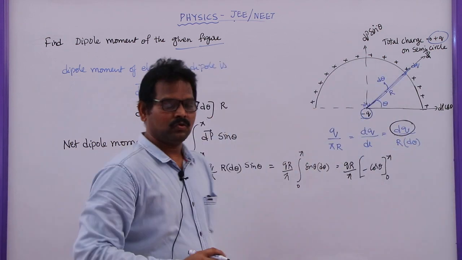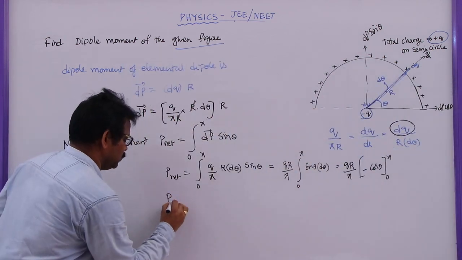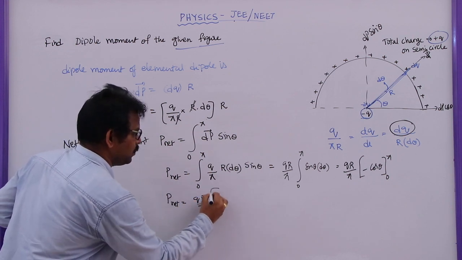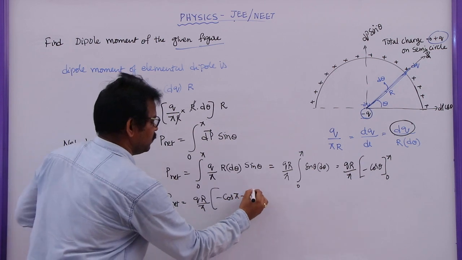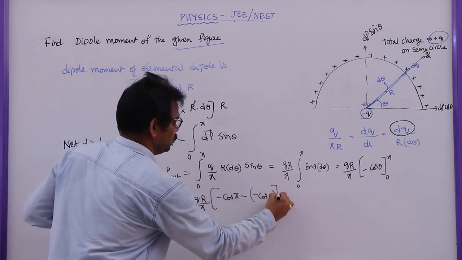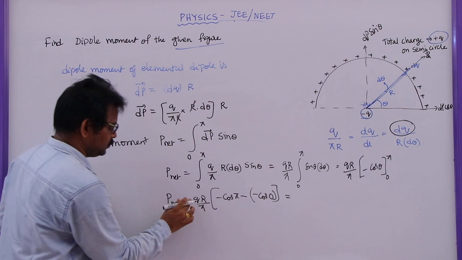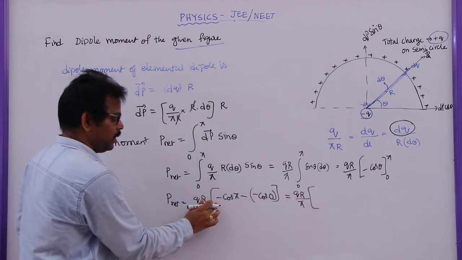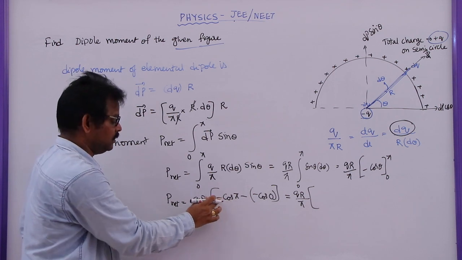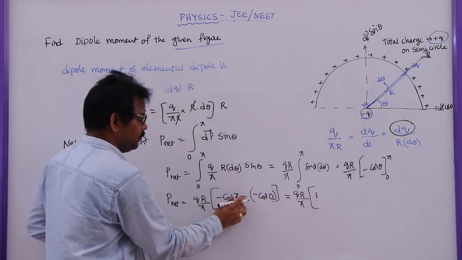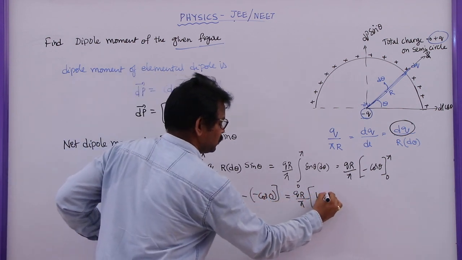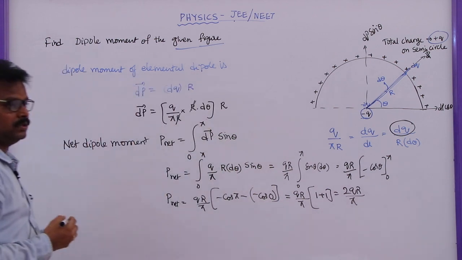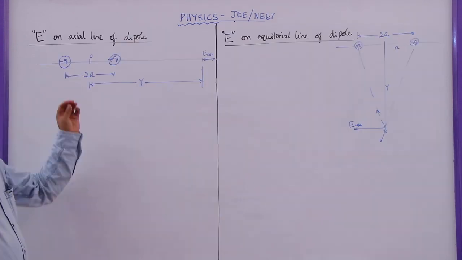Now substitute these values to find the net dipole moment. Here P net is given by q r by pi times minus cos pi minus of minus cos 0. Minus cos pi is minus of minus 1, which is plus 1, and minus of minus cos 0 is plus 1. So the answer is 2 q r by pi. So this is the net dipole moment.